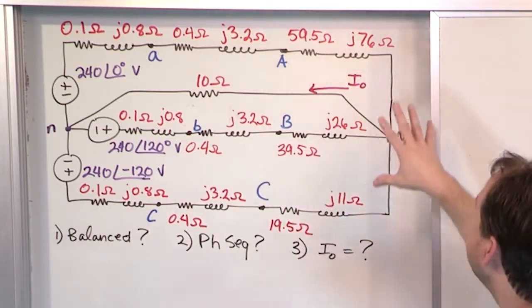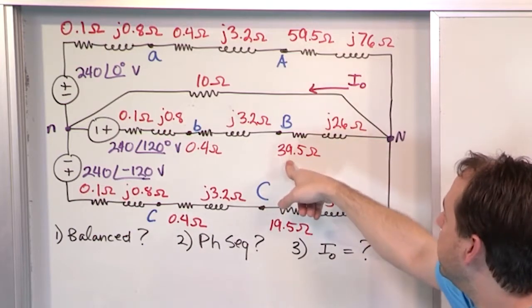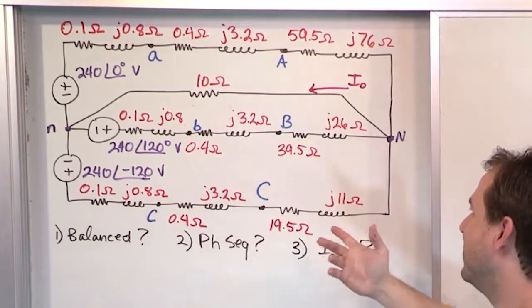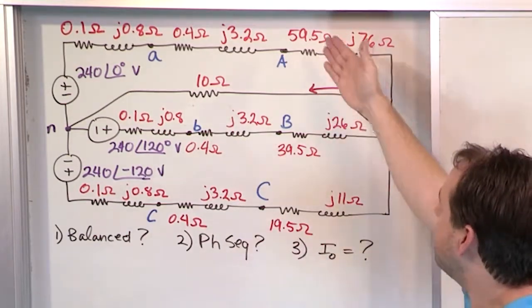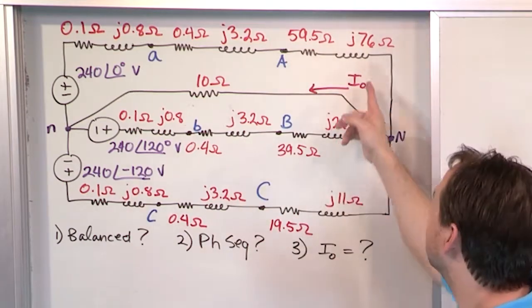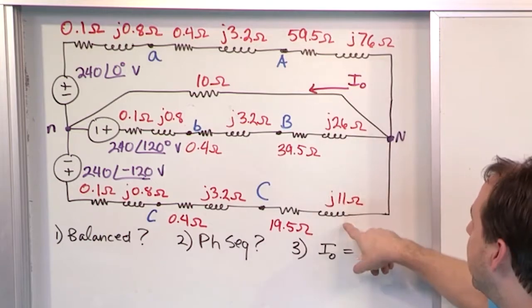Then we look over at the loads. 59.5 ohms, here we have 39.5 ohms, that's not the same. And here we have 19.5 ohms, that's not the same. You can keep on looking, but that by itself is sufficient to tell you this is not a balanced circuit right there, but you can continue looking. 76 ohms for the inductor, j26 ohms and j11 ohms.